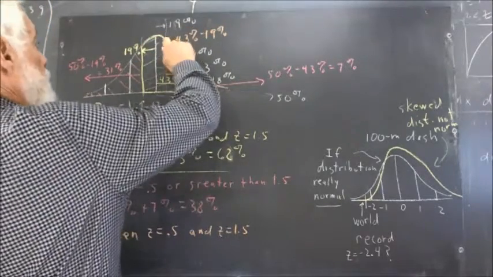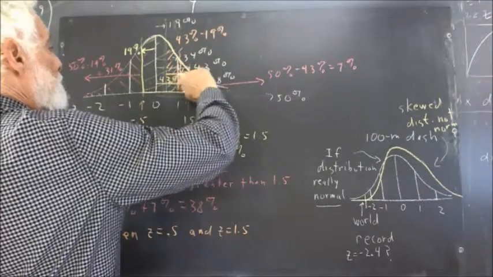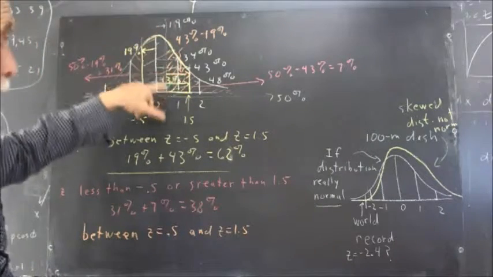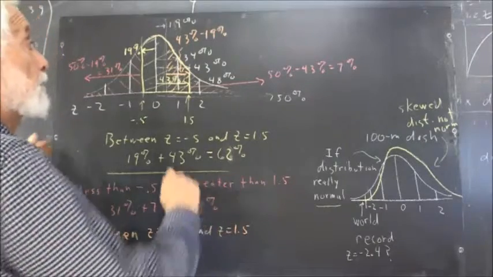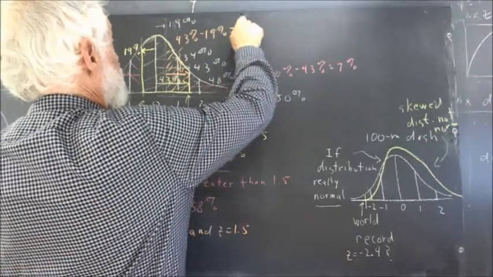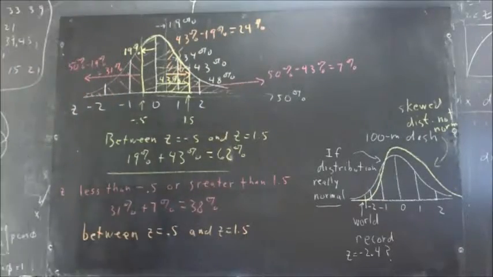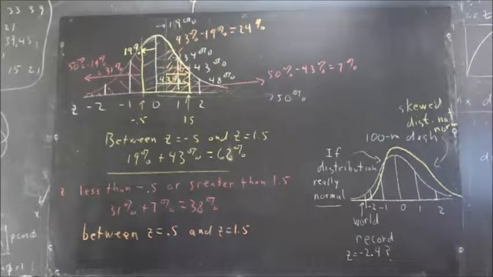So that now, that orange region, which overlaps our yellow region some, is going to be 43% minus 19%, which is going to be 24%. If I did the arithmetic right, I could even mess that up, so check me on that.